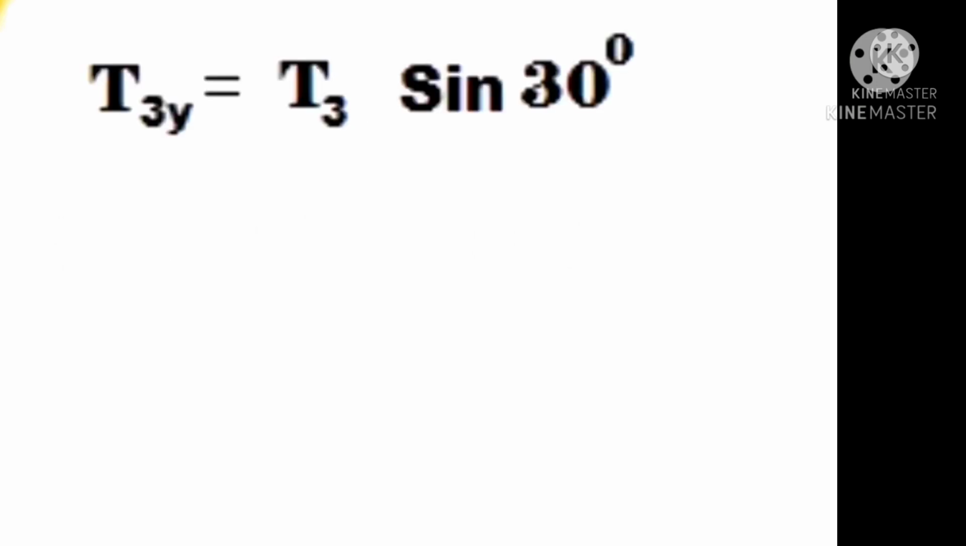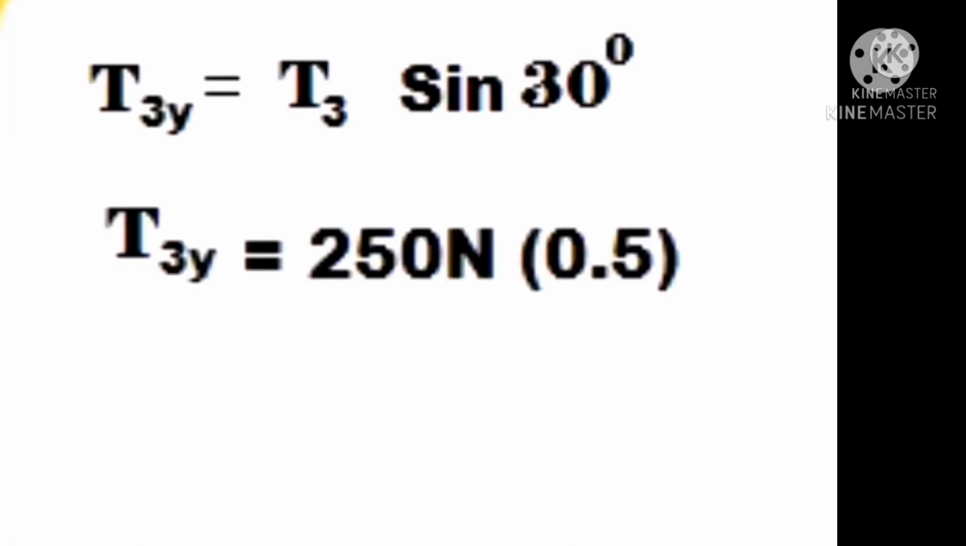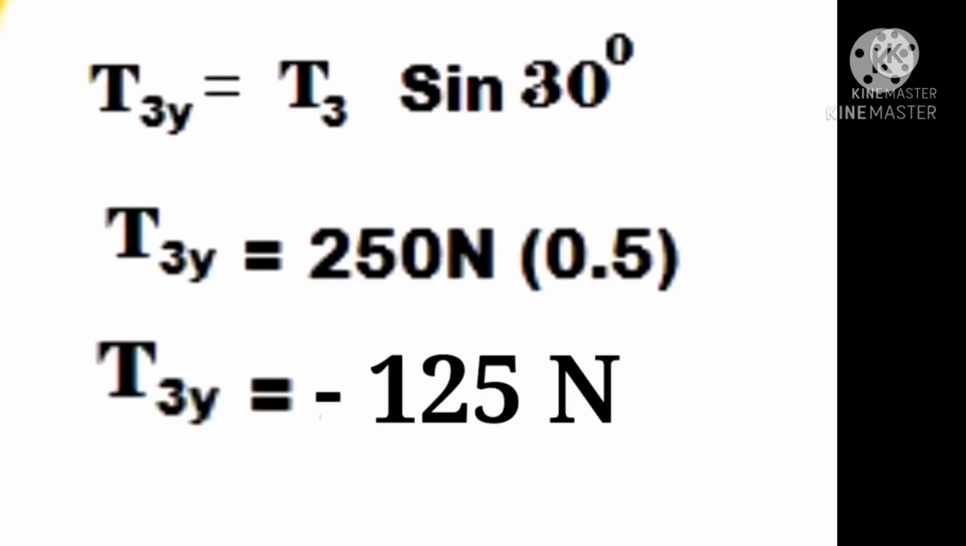For the y component, we have T3y is equal to T3 times sine 30 degrees. Then we substitute the given values, T3 is 250 newtons and sine 30 degrees equals 0.5. Then we multiply 250 newtons by 0.5. So the answer is negative 125 newtons.